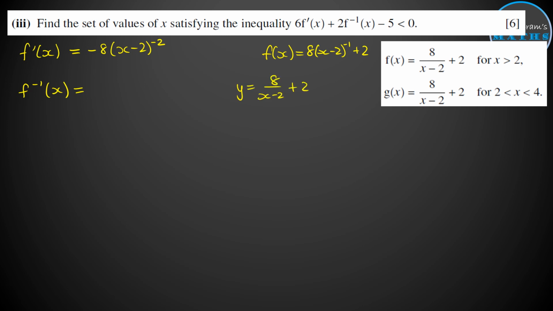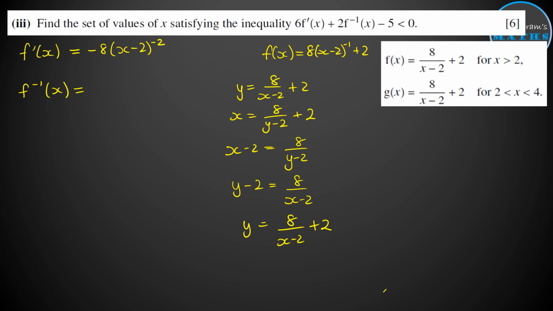So we've got a few things to work out on this before we can go ahead with solving it. So the first one is to work out f dash of x, which is to differentiate f of x. And I'm just going to rewrite that in a way that's easier to see the differentiation on it. So this becomes minus 8 (x minus 2) to the minus 2. Then the inverse function of f of x, we need to work out what that will be. So if we write y equals 8 over x minus 2 plus 2, switch over the x and the y and then rearrange it so that we have y as the subject again.